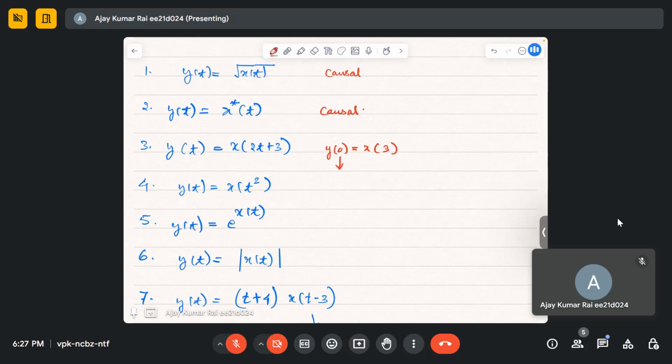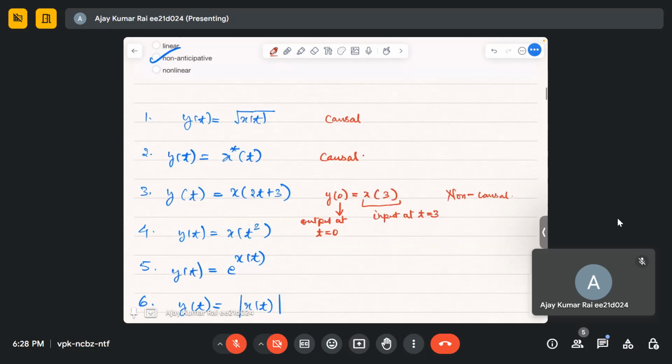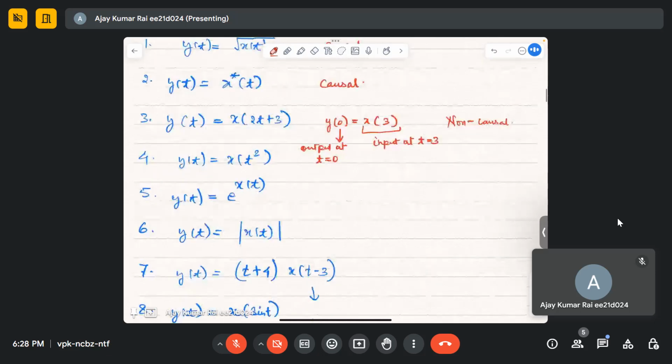So I want to get the output at t equal to 0, but this is input at t equal to 3, right? So this is future. This is output at t equal to 0. And this is input at t equal to 0. Okay. So what can I say? This is non-causal, right? Because my present output depends on future inputs. The third one is non-causal.